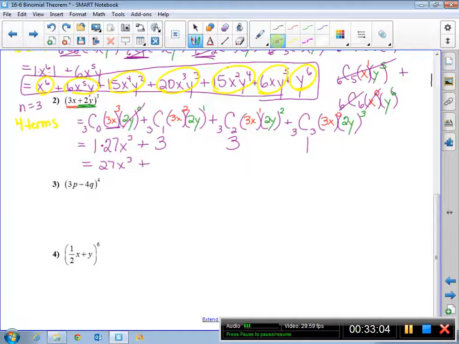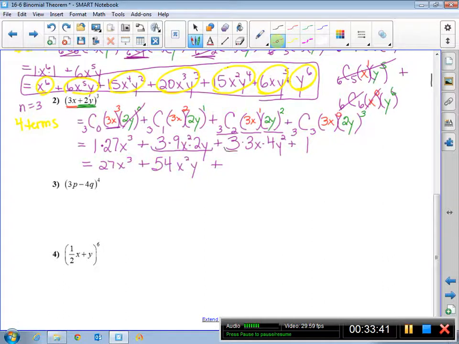Next term, I had a 3. 3x all squared is 9x squared times 2y. So I'm going to do this whole term. That's 3 times 9 times 2. So 54x squared y. That one's done. Plus. Okay, I had 3, and 3x all to the first is 3x. 2y all squared is 4y squared.